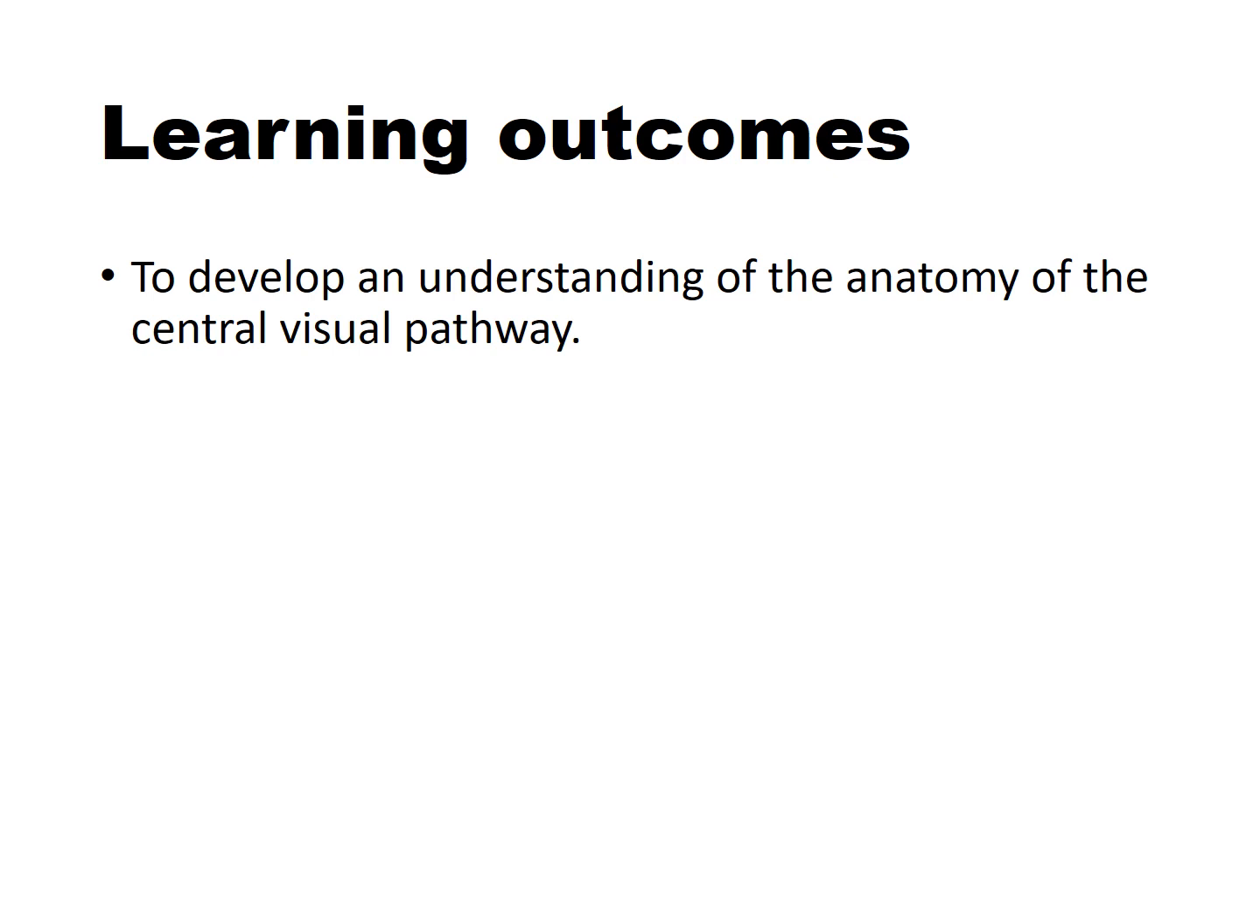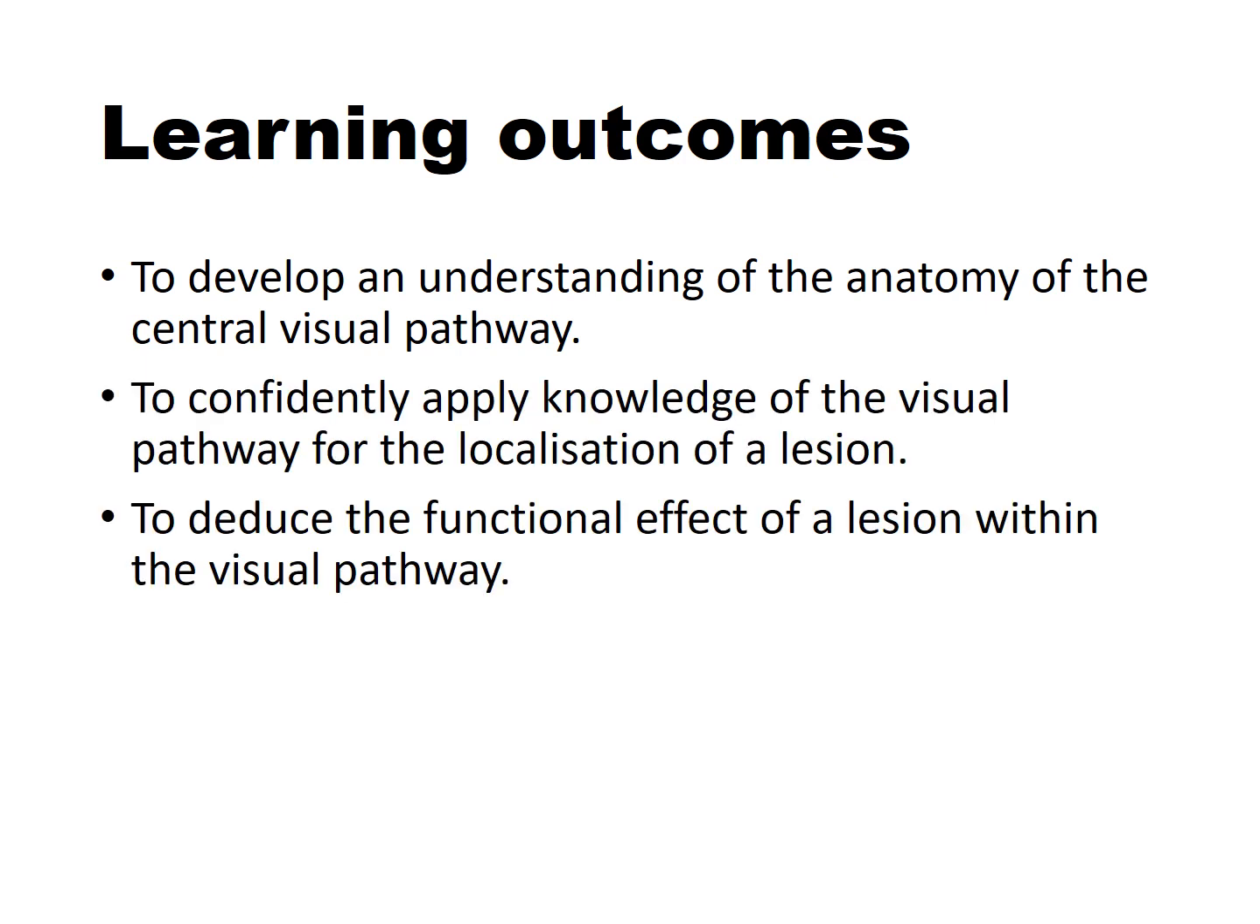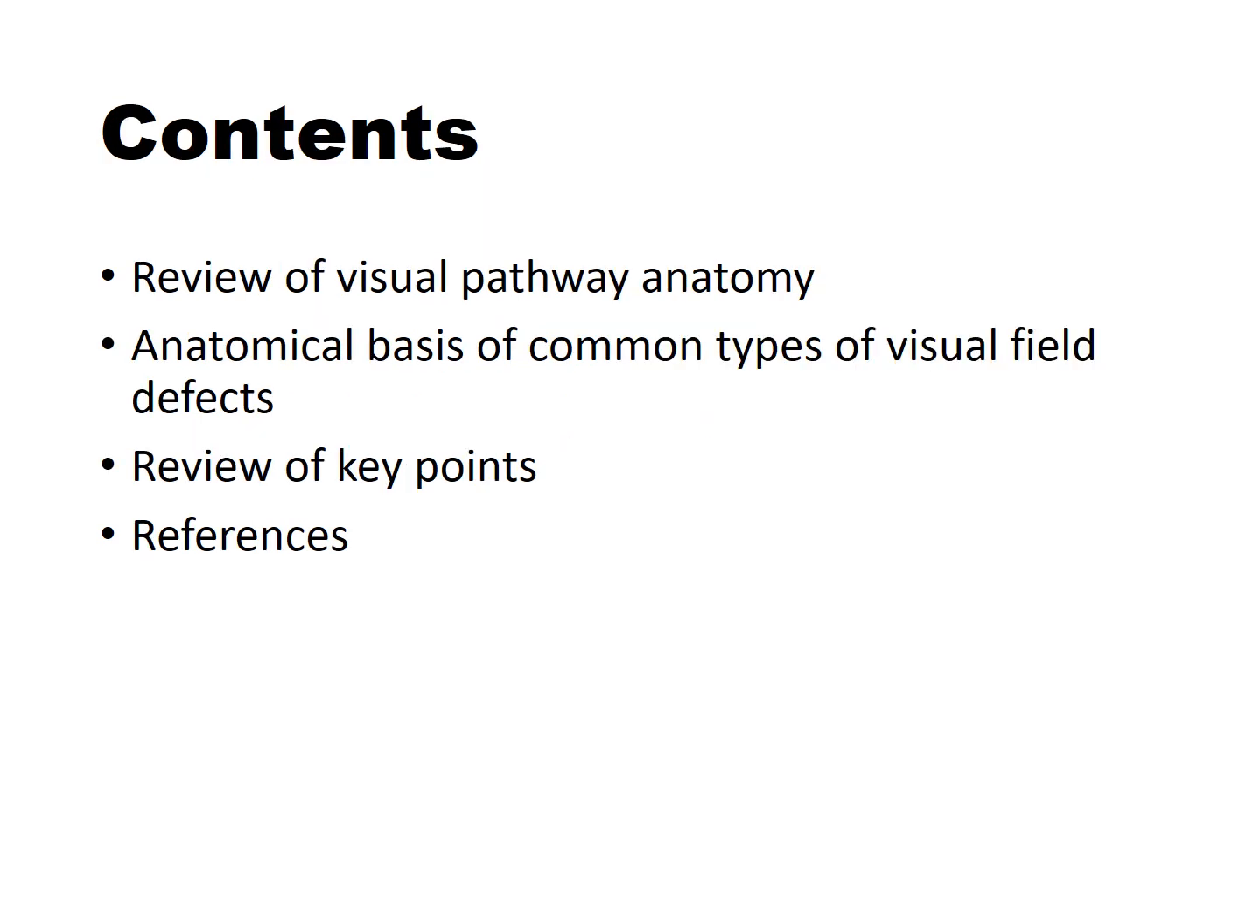By the end of this podcast, viewers should develop a thorough understanding of the anatomy of the central visual pathway, and they should be able to confidently apply this knowledge for the localization of a lesion based on a given presenting visual field defect. I aim to achieve this by firstly reviewing the normal anatomy of the central visual pathway, and then by working through the anatomical disruption responsible for some common patterns of visual field defect.